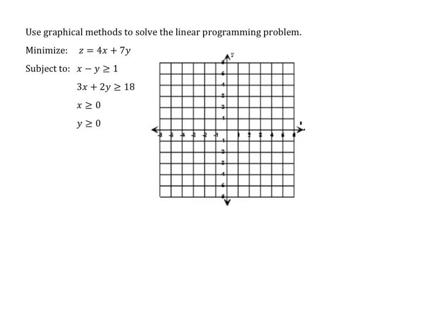Let's use graphical methods to solve the linear programming problem. So we want to minimize, so we want the smallest number possible. And our optimization function is 4x plus 7y. And we have some constraints here. We have to graph these constraints. Looking at x is greater than or equal to 0 and y is greater than or equal to 0, this just means that we want to be in quadrant 1. So as I'm graphing, I only care about things that are happening in quadrant 1.